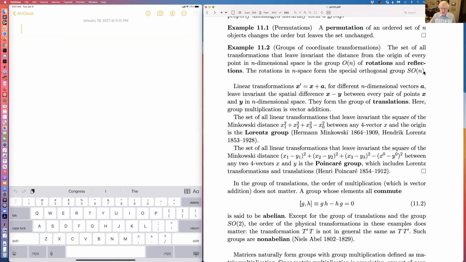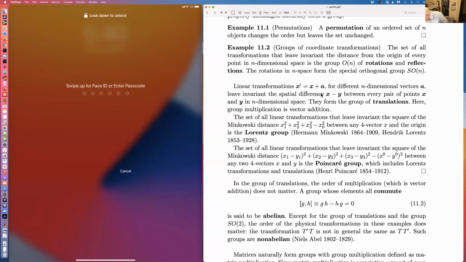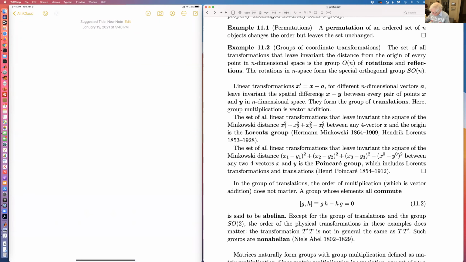Linear transformations that are just displacements by different vectors a leave invariant the spatial difference x minus y between every pair of points in n-dimensional space. This is the group of translations. And here group multiplication is actually vector addition. So you can have x prime equal x plus a, you can have x prime equal x plus b. In fact, I should go back to this. So in other words, you can say x prime is equal to x plus a, or you can say x double prime is x prime plus b. And so that's equal to x plus a plus b.